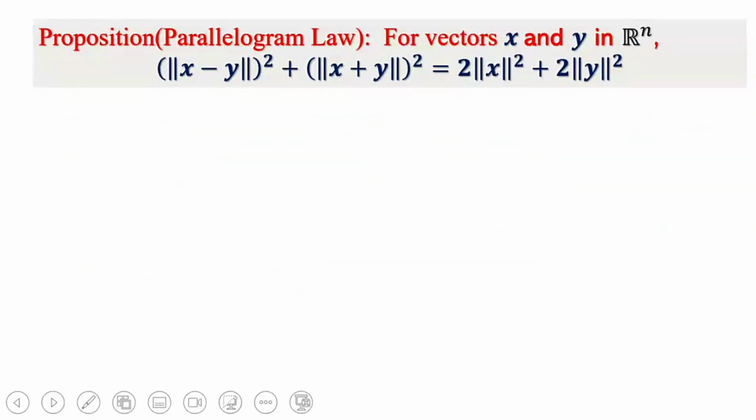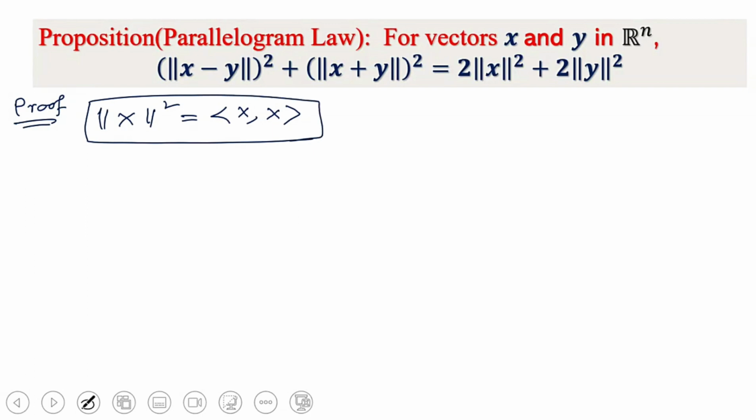Our next is the parallelogram law for vectors x and y in Rn. This is also another easy proof, and for that we need to recall the relation between the norm and inner product. The norm of x whole square can be written as the inner product of x with x. So we utilize this relation and we'll prove this parallelogram law.